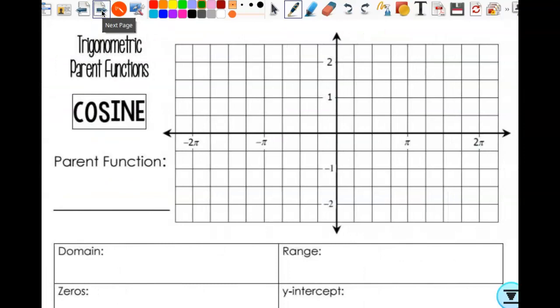All right, so cosine. Your parent function is f of x equals the cosine of x. So what is the cosine of 0? 1. Right? What is the cosine of pi?